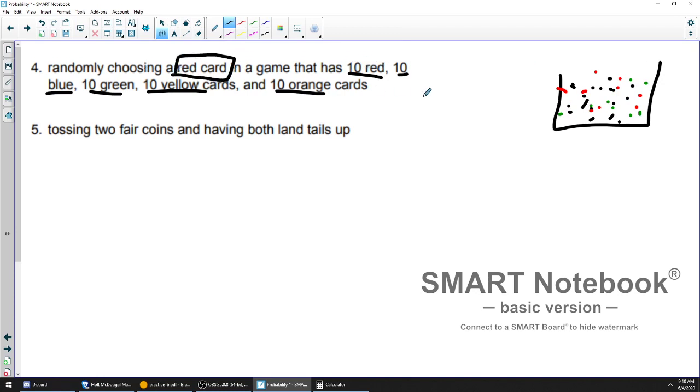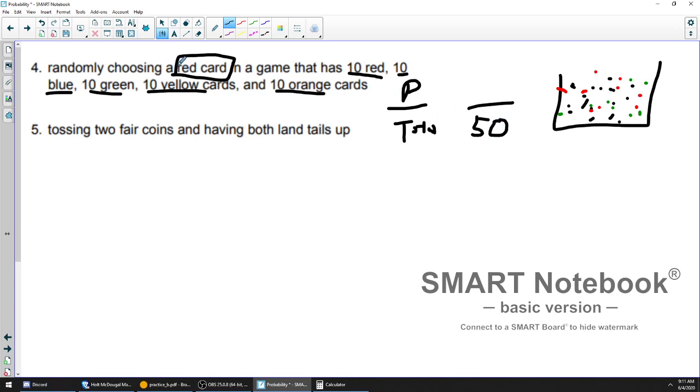Okay? So again, for this, we have to create our fraction. What is my possibility over my total? Well, how many total cards are there? We have 10 red, so 10. 10 blue, so that's 20. 30, 40, 50. We add up all the choices together, and we would get a total of 50 different cards.